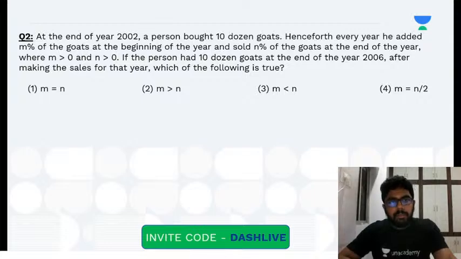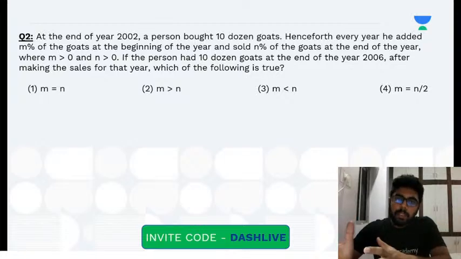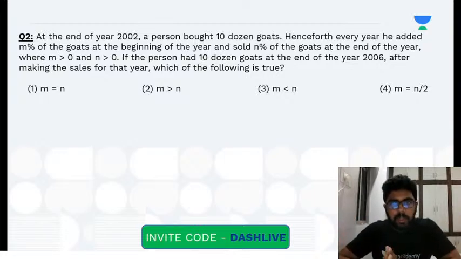It is saying at the end of the year 2002, a person bought 10 dozen goods. Henceforth, every year he added n% of the goods at the beginning of the year and he sold n% of the goods at the end of the year. Every year he is doing this. At the beginning he is purchasing some goods, so making an addition to the total number of goods, and at the end of the year he is selling. m and n are greater than 0. If the person had 10 dozen goods at the end of the year 2006, the same number of goods, then which of the following is true?